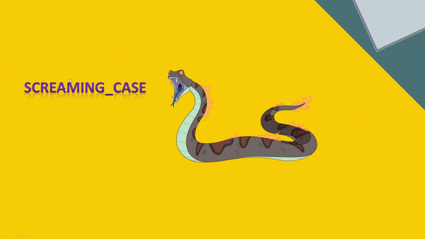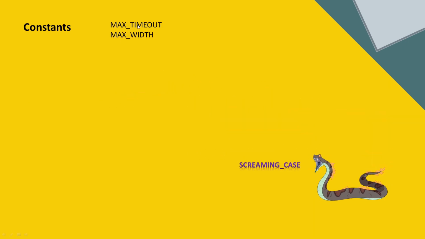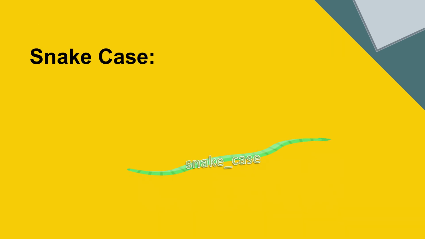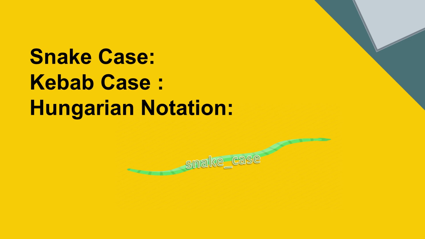The next that we will be discussing is screaming case. Here, everything will be in caps lock and the words will be separated with an identifier, that is, an underscore. Like here, everything is in capital letters and the words are being separated with underscore. Constants in Java follow the screaming case naming convention. There are a few other naming conventions as well, like snake case, kebab case, Hungarian notation, etc.